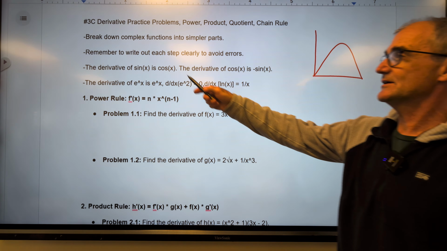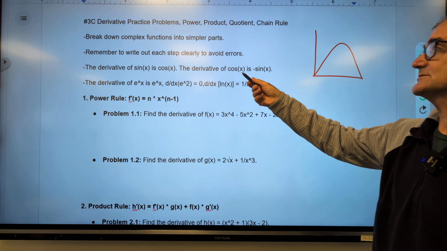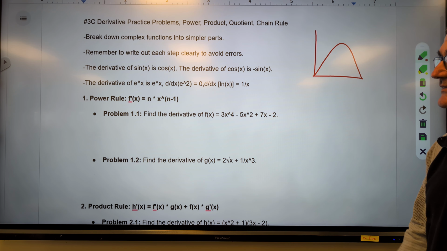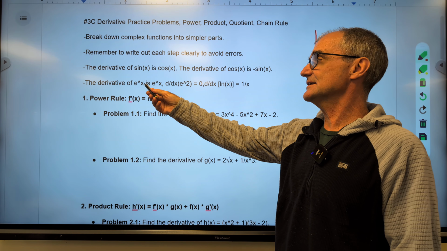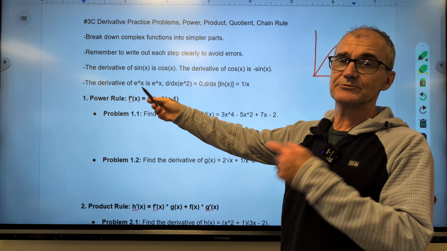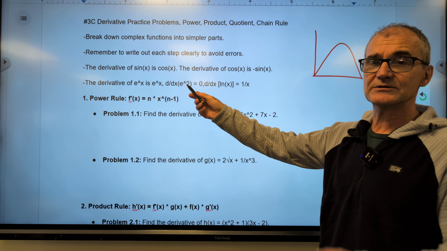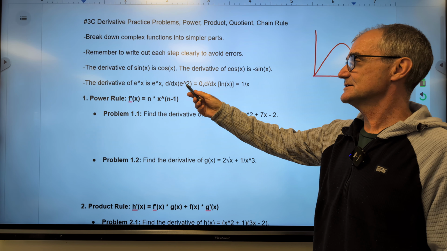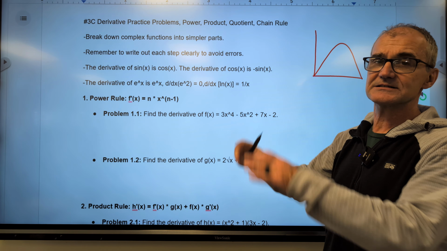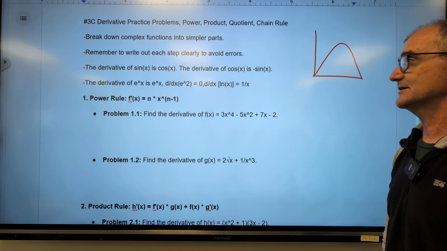The derivative of sine of x is cosine of x, and the derivative of cosine of x is negative sine of x. The derivative of e to the x is e to the x. It is the only function where its derivative is equal to itself. However, e is only a number, 2.7. So 2.7 to the power of 2, that's just a constant, and the derivative of that constant will be equal to 0.